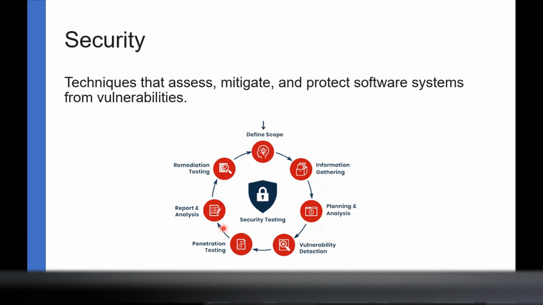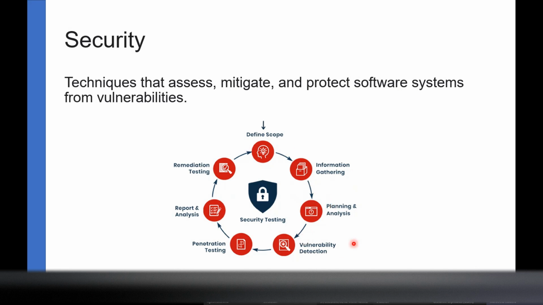So you have to have this understanding. This small circle is providing an overview of the security cycle or security testing. Once you define the scope, information is gathered, then planning and analysis are done. Then vulnerability detection. These are common structures; probably you have heard of these things.